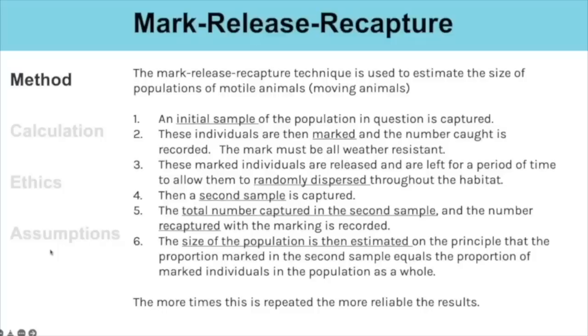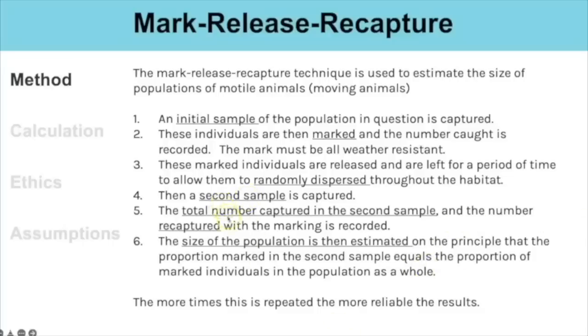An initial sample of the population in question is captured. These individuals are then marked and the number caught is recorded. And the mark has to be all weather resistant so it doesn't come off, but it also has to cause no harm to the organism. The marked individuals are then released, but you have to leave them for long enough to evenly distribute across their habitats before you then take your second sample.